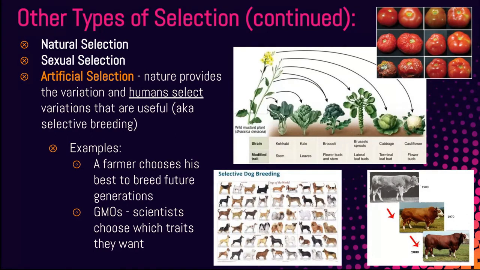GMOs are an example of artificial selection. Scientists are choosing the traits that they would like to have shown, and then they're creating a seed or an organism that's then going to have those traits.